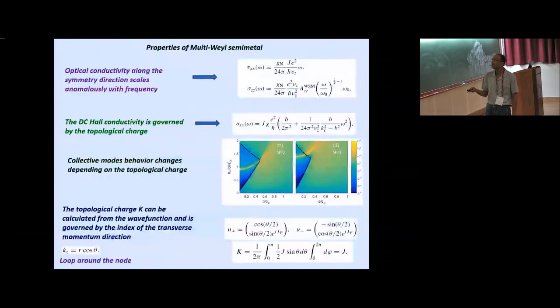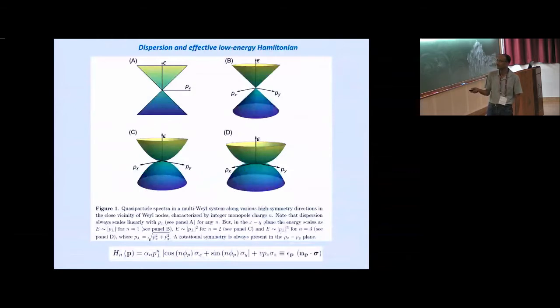And the typical Hamiltonian for this kind of system is something like this. You have a linear dispersion along z, but a nonlinear dispersion along the transverse direction. Here phi is the azimuthal angle in the transverse direction, and p_perp is the magnitude of the transverse momentum.